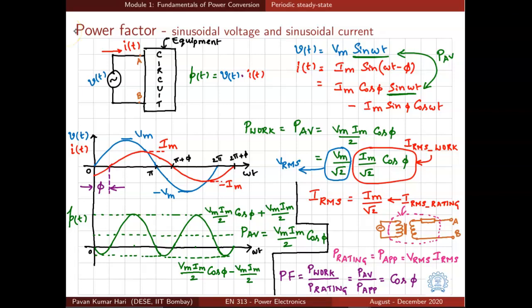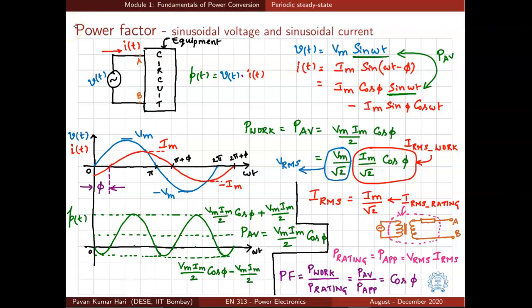In the previous lecture we have seen that the component of current which has the same frequency as that of voltage and in phase with voltage can only contribute to average power transfer. And which is the component of current that is in phase with voltage here? The first component, Im cos phi into sin omega t. So that is why Vm sin omega t and the first component of current, Im cos phi sin omega t, underlined here, together contribute to the average power.